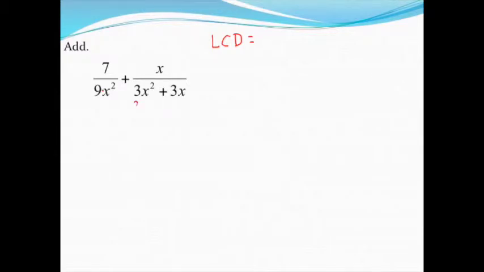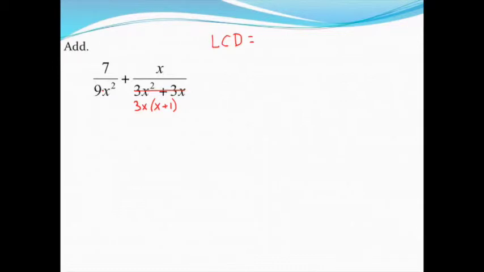Both of those terms have a 3x in common, so I'm going to take out a 3x. And what's left over then is going to be x plus 1. If you can't factor, you can't do any of these problems, so you may want to go back and watch some of my factoring videos if you need help with that. So it's been factored. Let's go ahead and build our least common denominator.